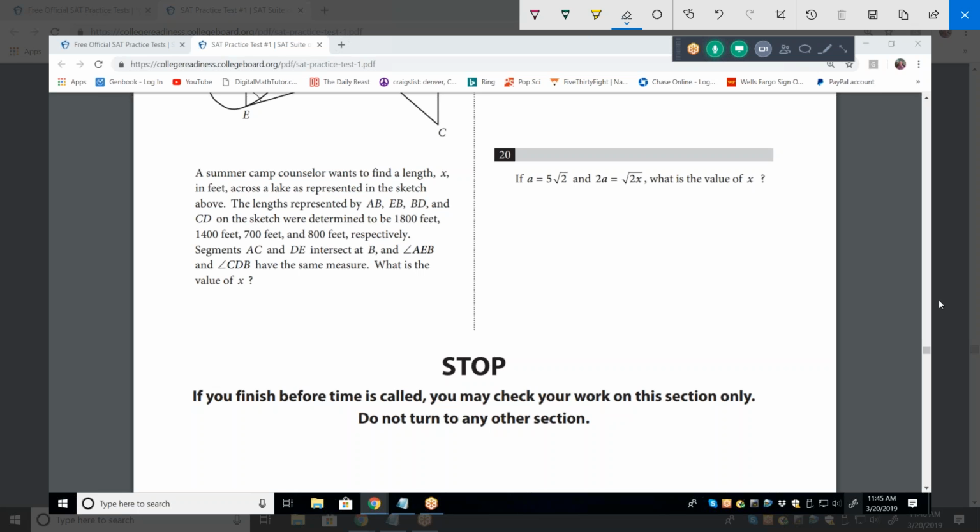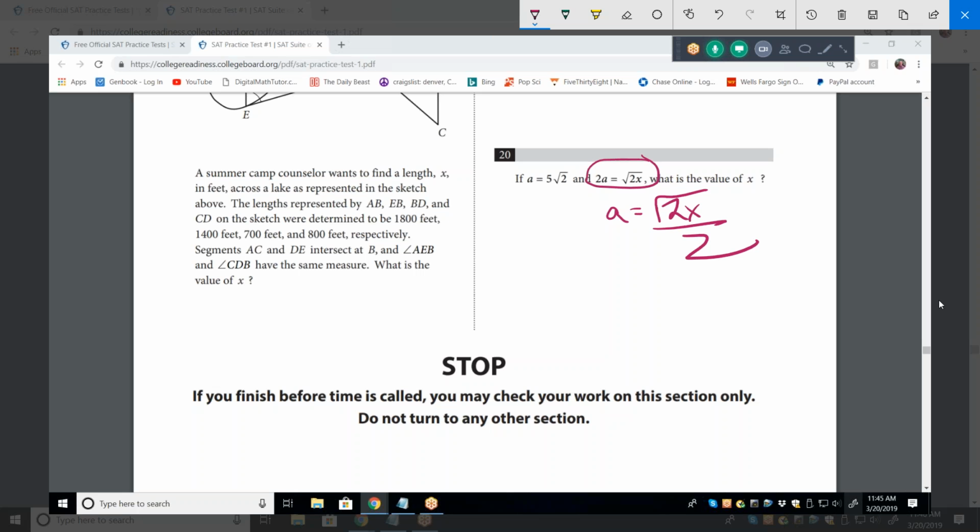Or we could solve it for A, which might actually be easier. Let's try both ways. Okay. Solve it for A. This one right here, really easy. There's only one step. You just put the 5 square root 2 and divide both sides by 2. Oh, okay. That's what you're doing. Dividing both sides by 2.